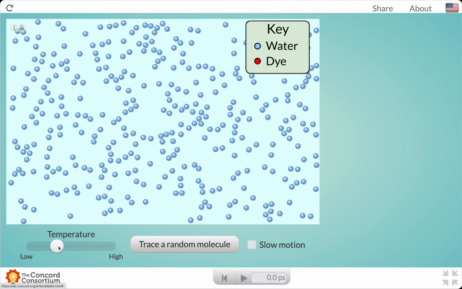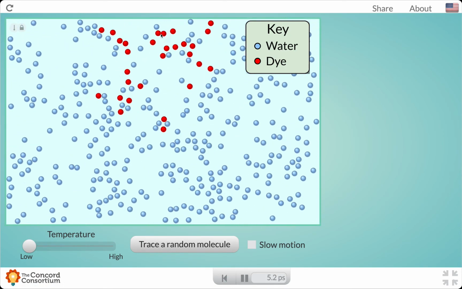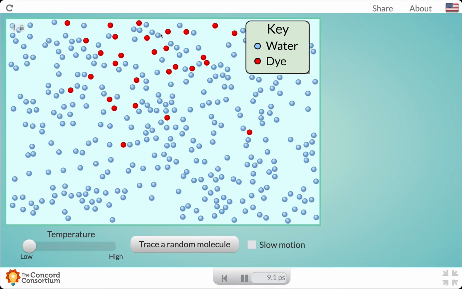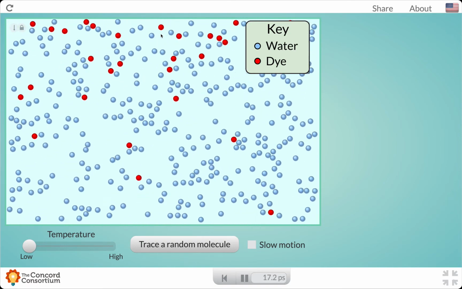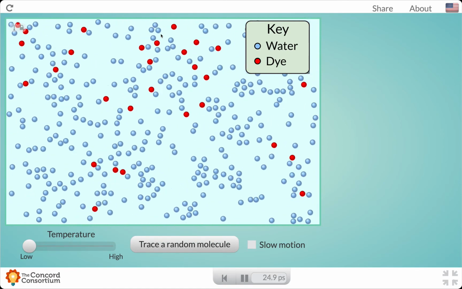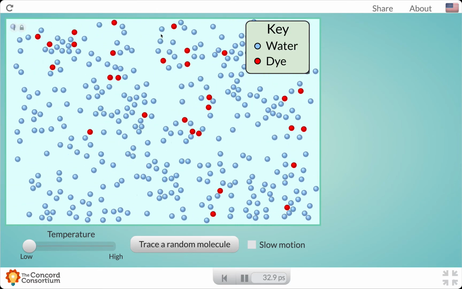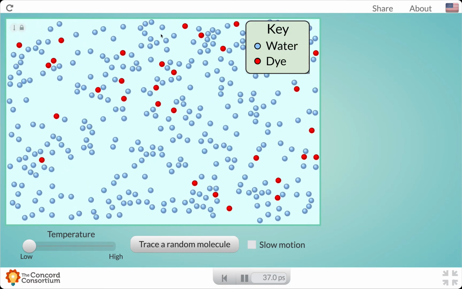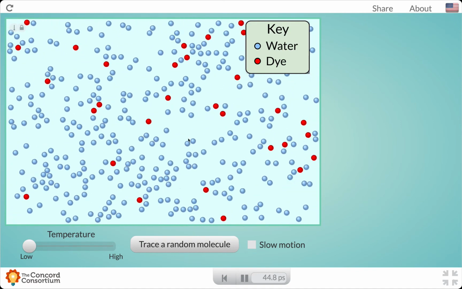Okay, let's do it at a really low temperature and see what happens then. Because it's a low temperature, the particles are moving more slowly than they were. Maybe it's difficult to tell whether diffusion has happened more slowly than before. I'm not sure, but if we now compare it at the highest temperature, then hopefully we might see a difference in how they diffuse. So let's do that.